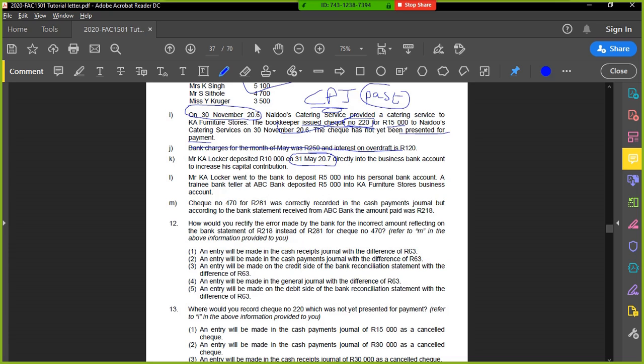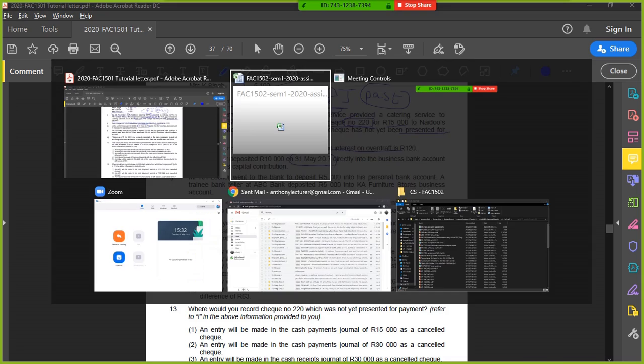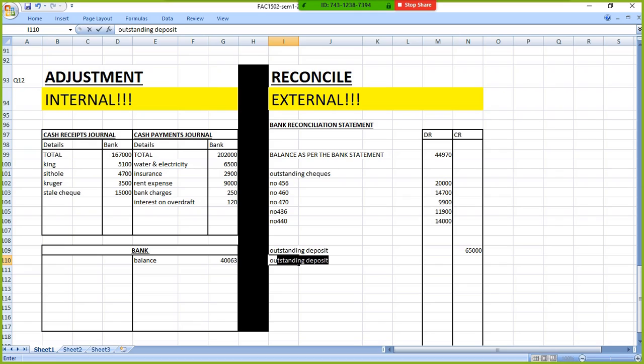Oh, it's a stale check. No. Well, it's been more than 6 months. Oh, no, never mind. Are our books correct? Yes, it's the bank we need to reconcile. There we go. Outstanding deposit.